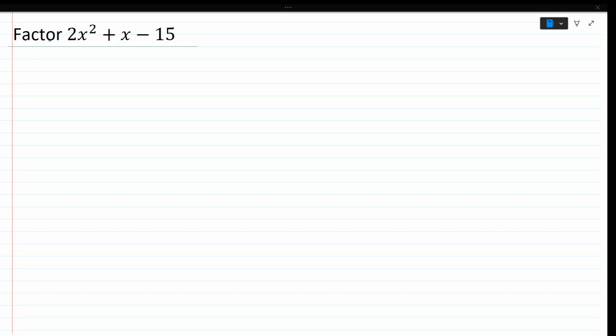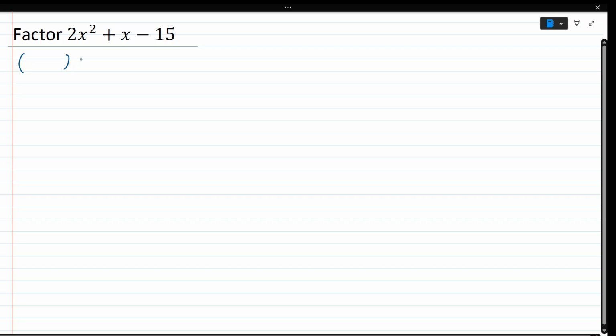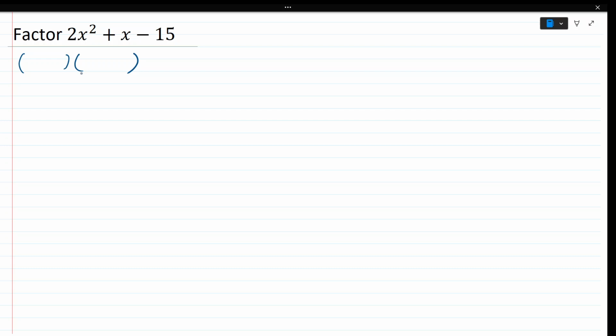Now, if we do factor it, it'll factor in the form of one binomial times another, where the product of the first terms will have to be the 2x squared, so it could be like 2x and x. Fortunately, 2 is prime, so that would be the only possibility. But now, the product of the last two terms would be negative 15. Now that has a few more possibilities.